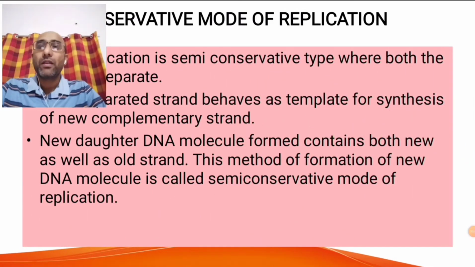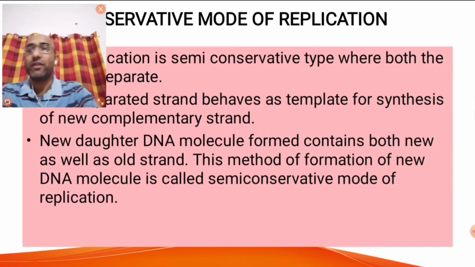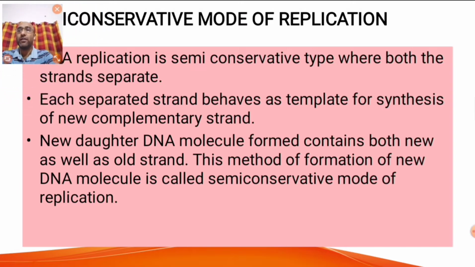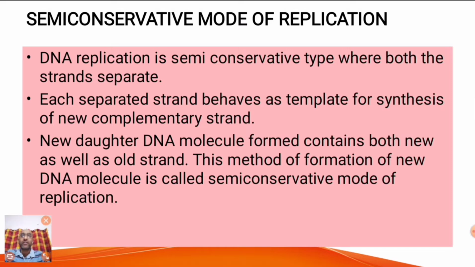In the first step, we will discuss the semi-conservative mode of replication in DNA. You know that DNA is a double-stranded structure, isn't it? DNA replication is a semi-conservative type of replication where both the strands separate. First, both the strands get separated. Then each separated strand behaves as a template. Template means guide. Each separated strand behaves as a guide for the synthesis of a new complementary strand.